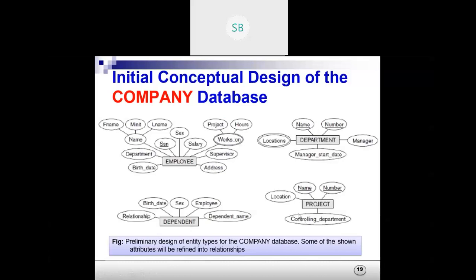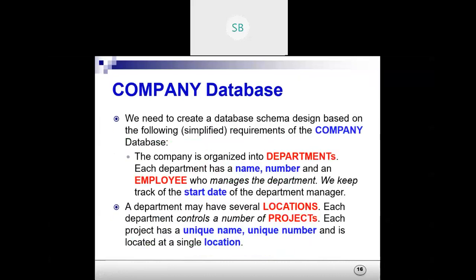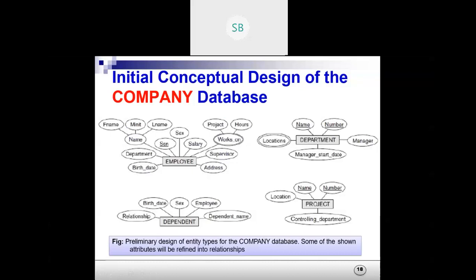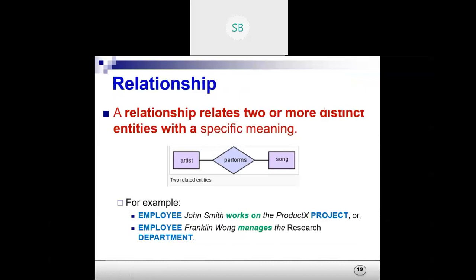So you have to just not build it. You have to go through this case study. You have to read the case study to come up with this. Okay, initial conceptual design. You have to find the entities by studying the case summary. Once done, then we'll move to the relationship.